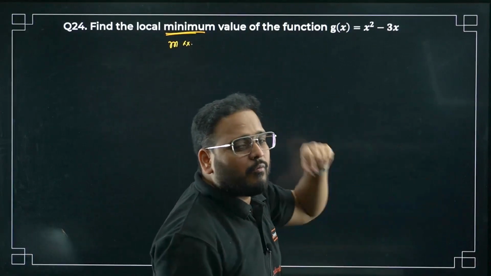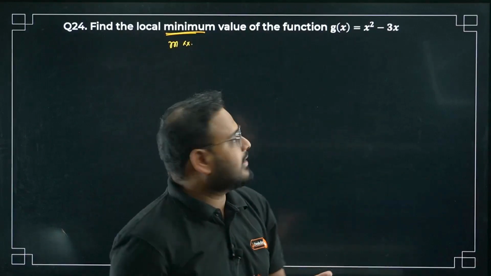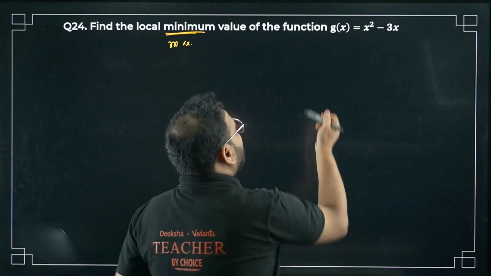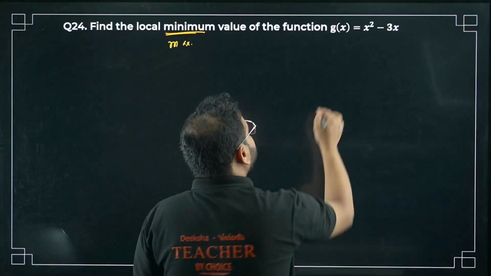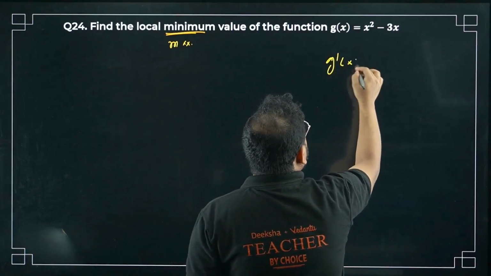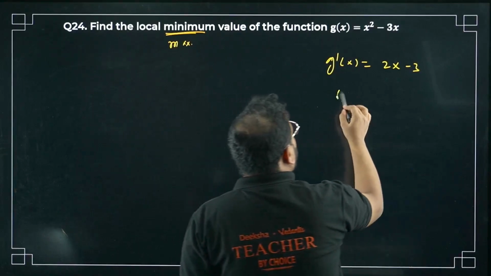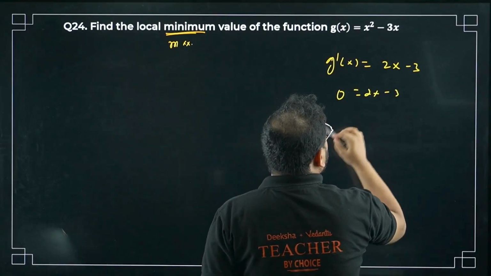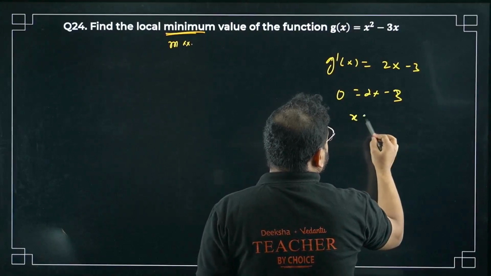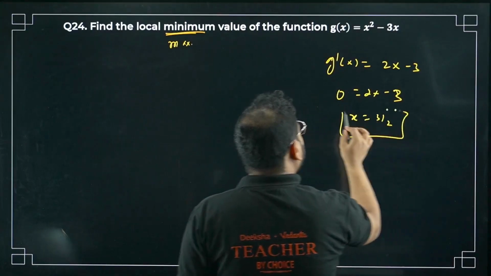The same approach is there. What are we going to use? Second order derivative test. So let's quickly check that. For that, we have to find the critical point first. So g dash of x becomes 2x minus 3. Put 2x minus 3 equal to 0, and we get x equals 3 by 2.